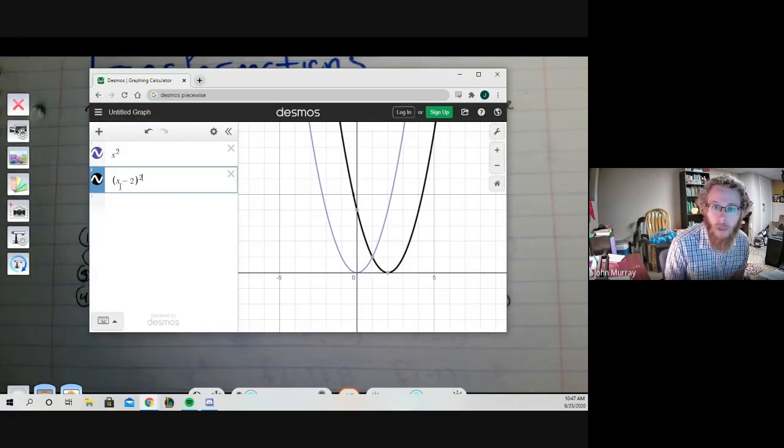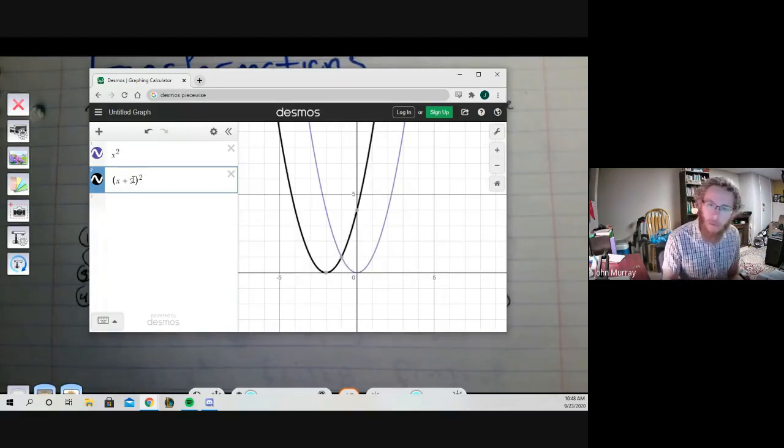Okay, so here, notice, I have (x - 2) in parentheses squared. That squared is telling me I'm going to have my basic parabola, right? And this -2 on the inside of the parentheses tells me I take all of my points and I move them to the right 2 units. And then again, if I add 2 instead of subtract 2, that moves us to the left 2 units.